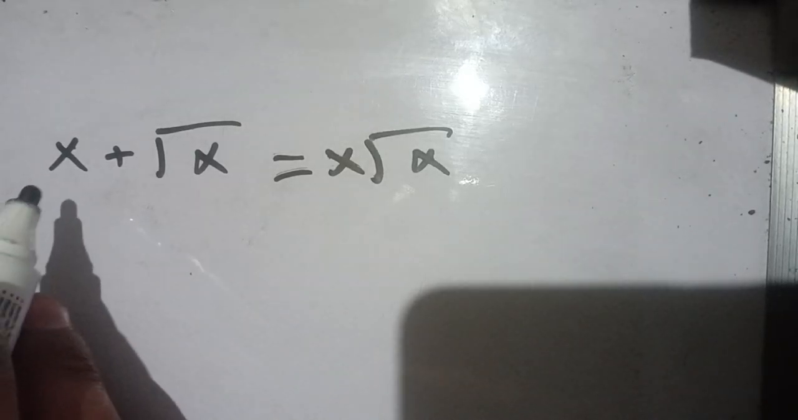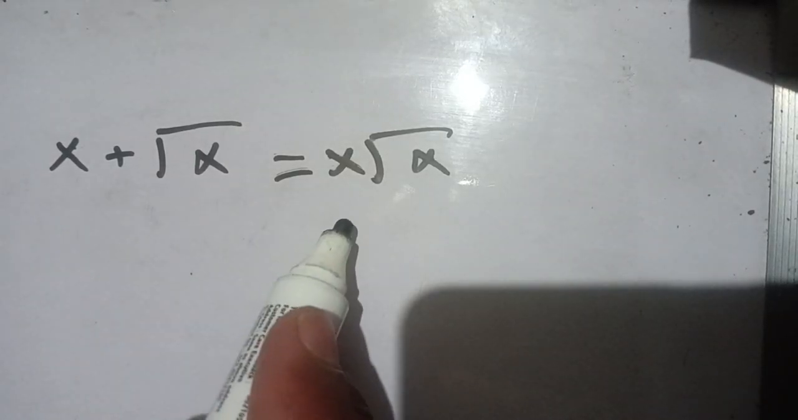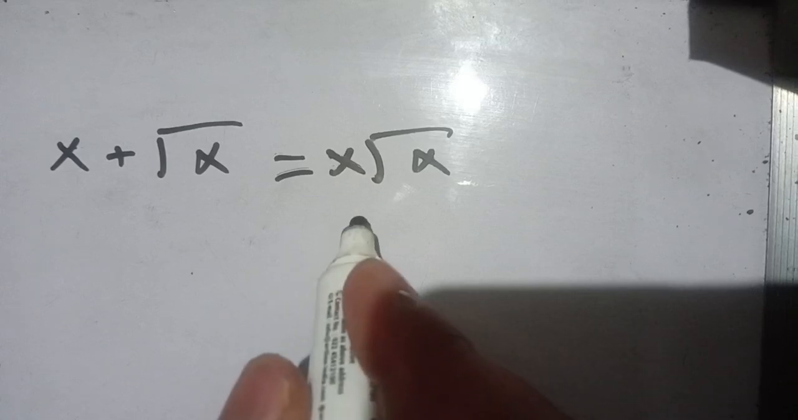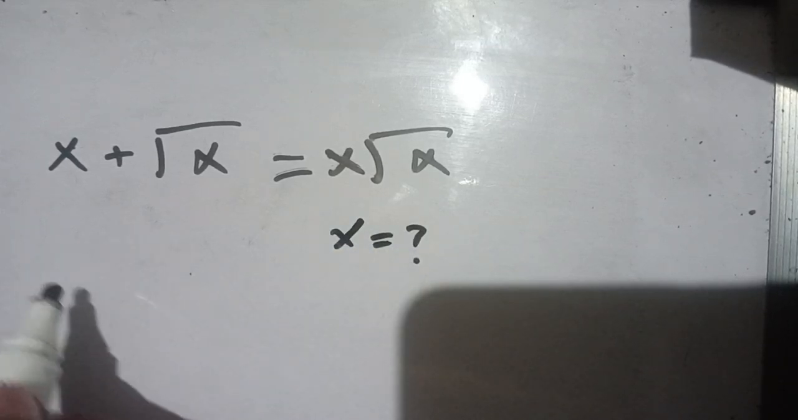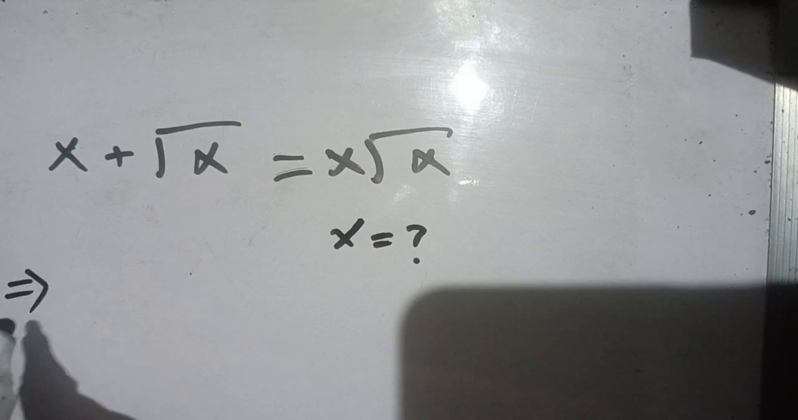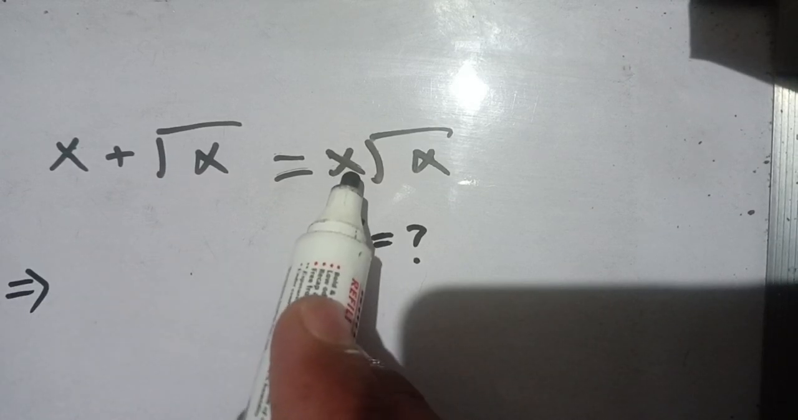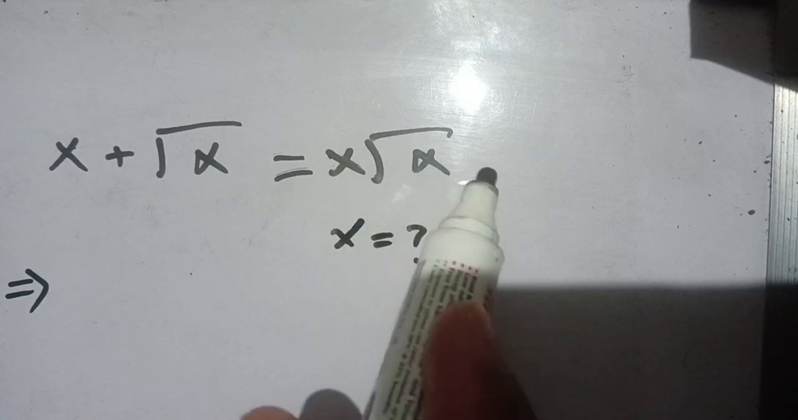Hello everyone, how to solve x plus square root of x is equal to x square root of x, and we have to find the value of x which satisfies this equation. Now let us solve this. First of all, we subtract x square root of x on both sides.